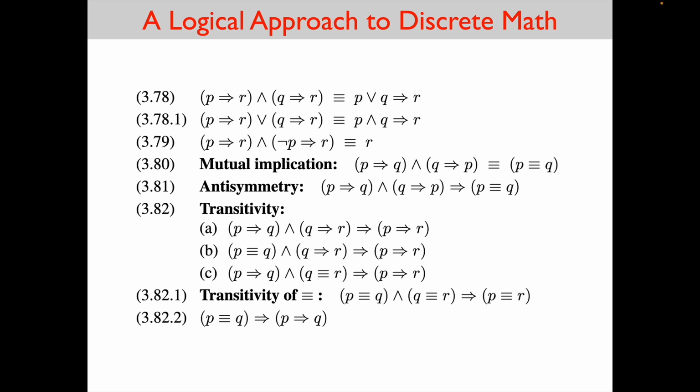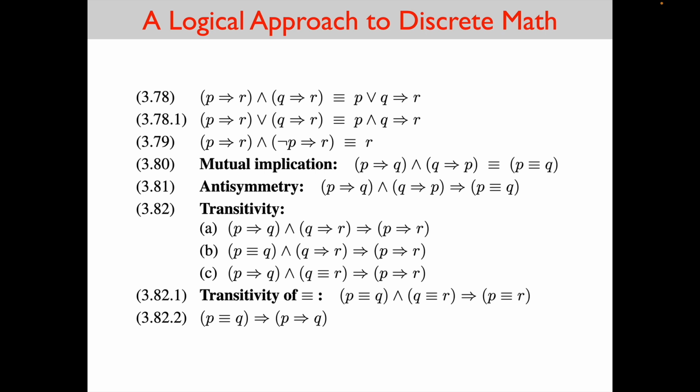3.80 is a really important one, mutual implication. P implies Q and Q implies P is the same thing as P equals Q. Mutual implication is used a lot in mathematical reasoning. Mathematics proofs frequently use mutual implication. And 3.81 is called anti-symmetry. P implies Q and Q implies P implies that Q and P are equivalent.